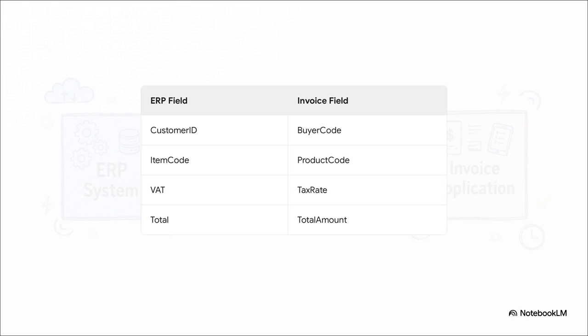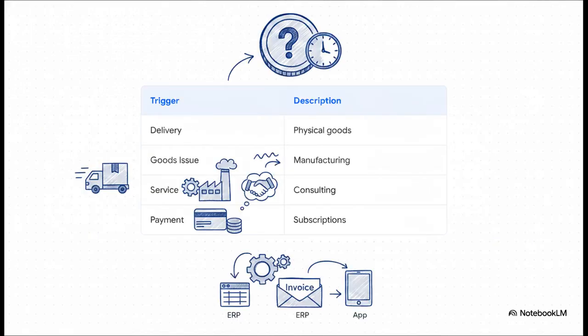If these aren't perfectly mapped in your middleware, the API call will absolutely fail. Setting up this one-to-one translation correctly is literally the foundation of a reliable automation. Then there's the other side of the coin, timing. When exactly should that invoice be generated? Well, you have to choose a business trigger that perfectly aligns with your specific accounting policies and tax regulations.